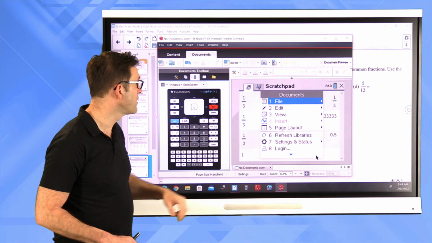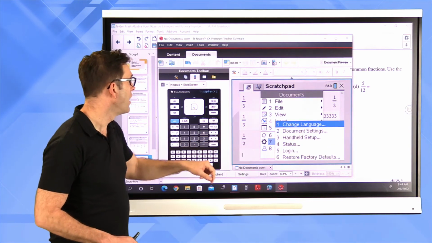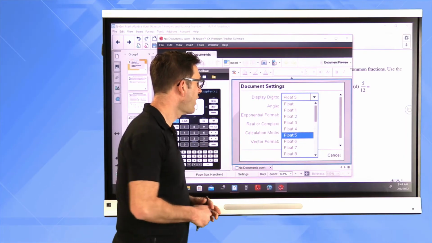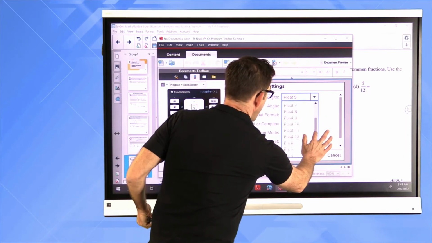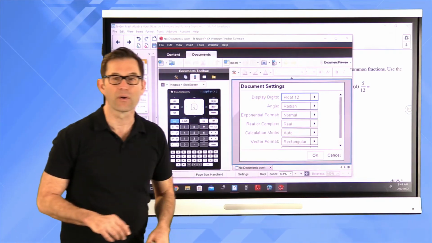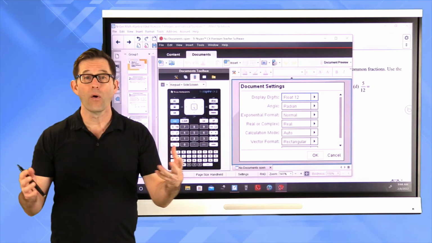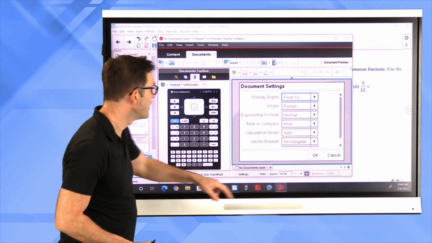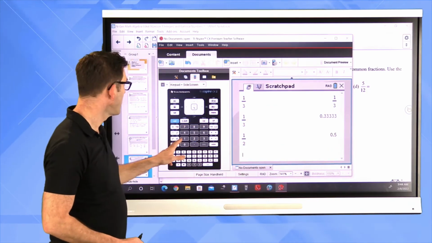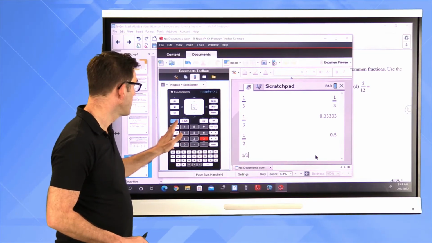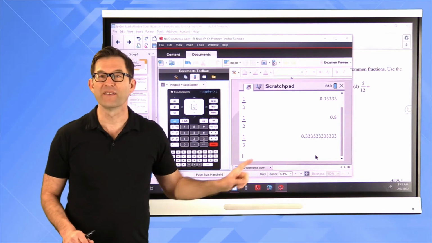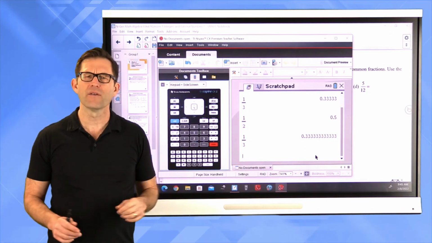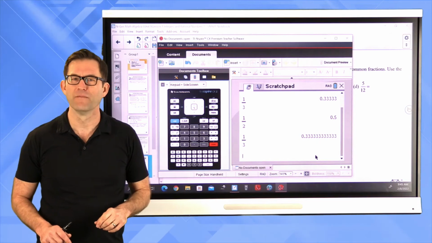Now, I want it to give me as many decimal places as it can. So I'm going to go back into my document, into my settings, into my document settings. Wow, that was a lot. And instead of float 5, I'm going to go all the way down and do float 12. That will give me 12 decimals if it keeps going out that far. So now I'm going to hit OK, and if I did 1 divided by 3 and hit enter, I would get 12 3s. And that's probably enough to let me know that, yeah, this is probably a repeating decimal.